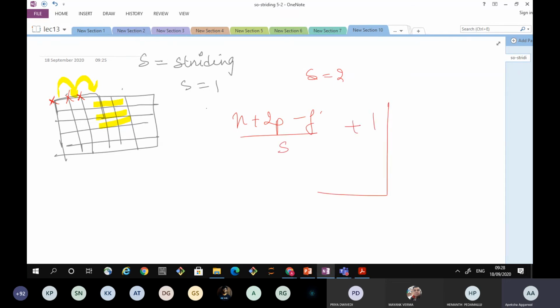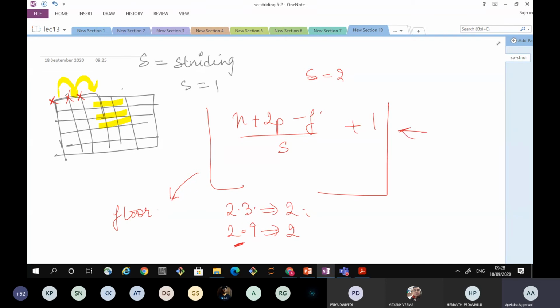Okay, so the formula for calculating is n plus 2p minus f divided by s plus 1, and this is a floor function. Floor function means if you are getting something like 2.3, it should be reduced to 2. If you are getting 2.9, it should be reduced to 2, and so on. It always takes the lower value, so this would be the size of your output image.